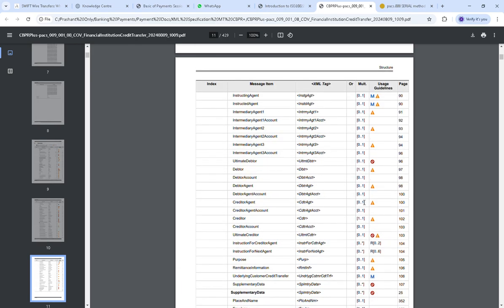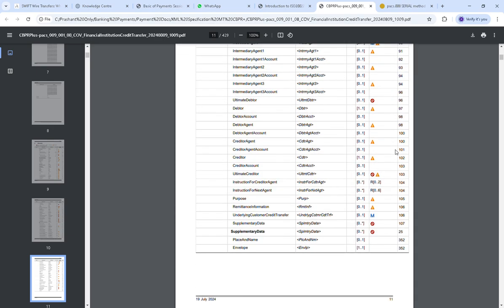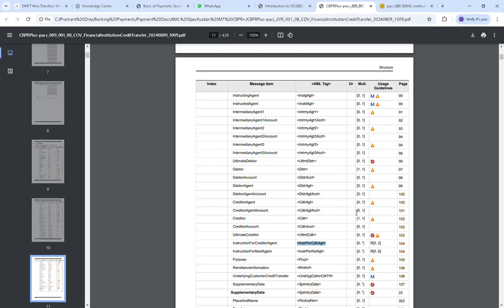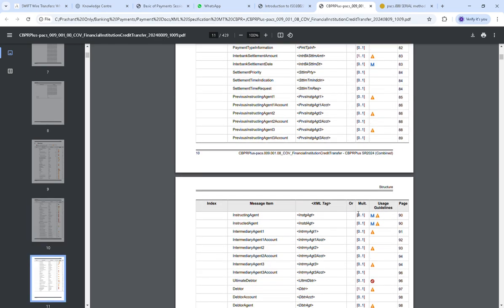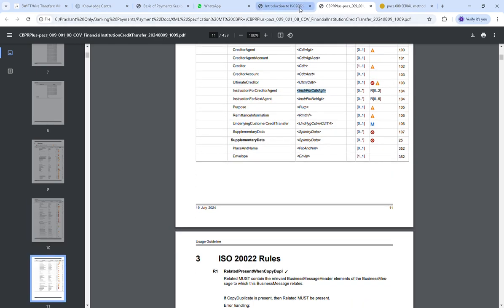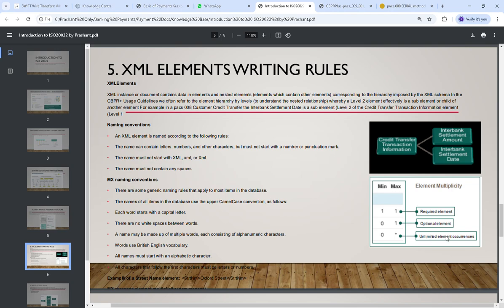So that's why, though so many fields are here, there are very few fields in a particular MT message, sorry, in the fact set or fact 9 messages. Now can you see it here? 0 and star means this instruction for credit information element is going to repeat an unlimited number of times, so it can be used multiple times here. That's why it's mentioned here, unlimited element occurrence.